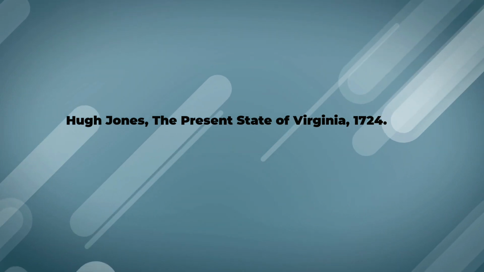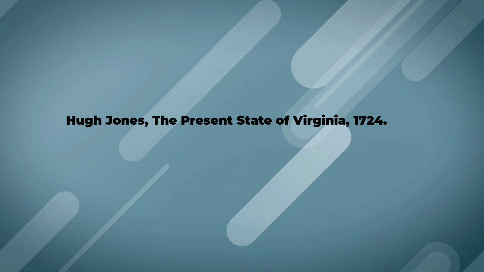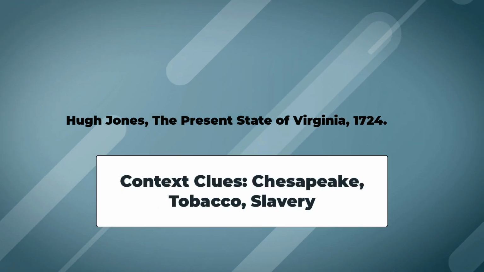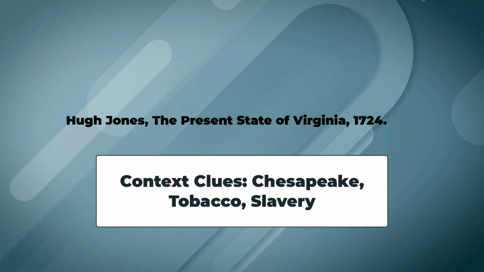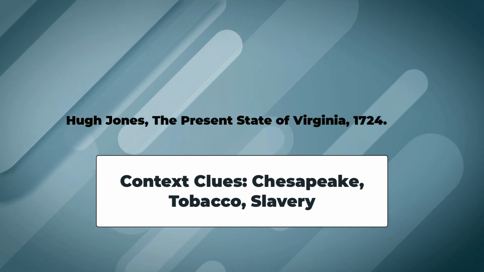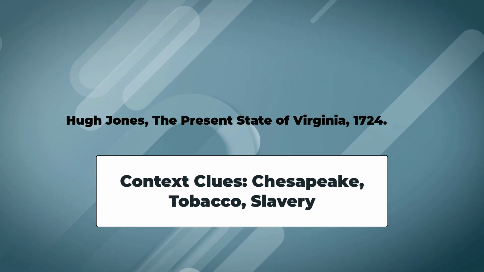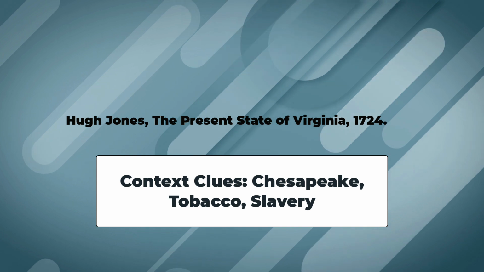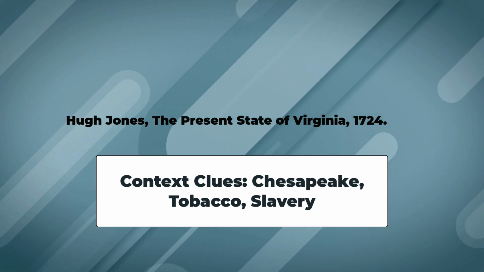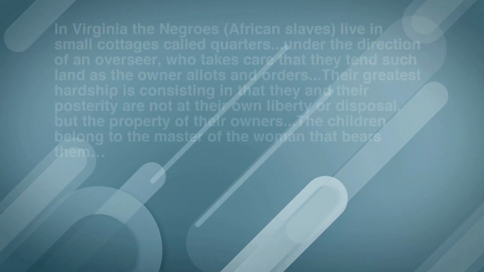Now, when we look at that source, what we end up seeing is that we are being given context clues. Context clues like it's Virginia, that's in the Chesapeake. We know that they farmed tobacco and that they used slavery. That already orients us a little bit more to the passage. Okay, so now what we want to do is take a look at the passage itself.